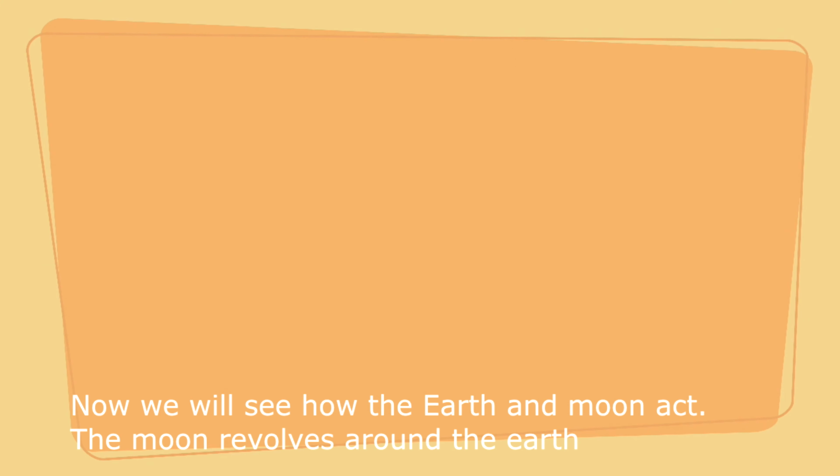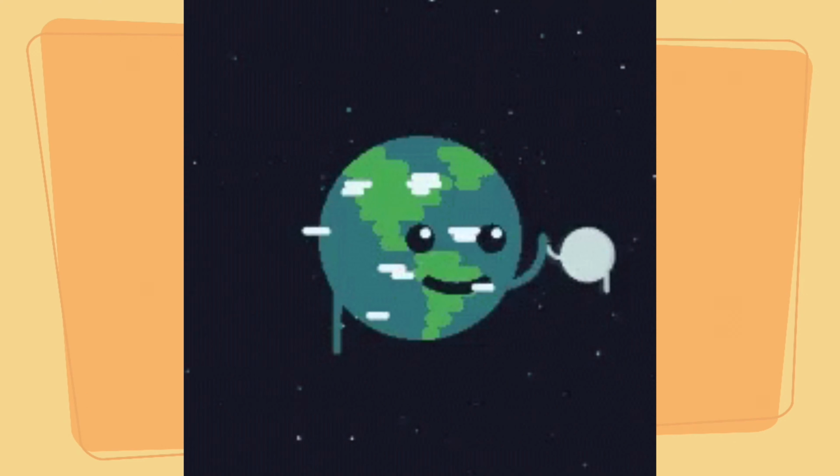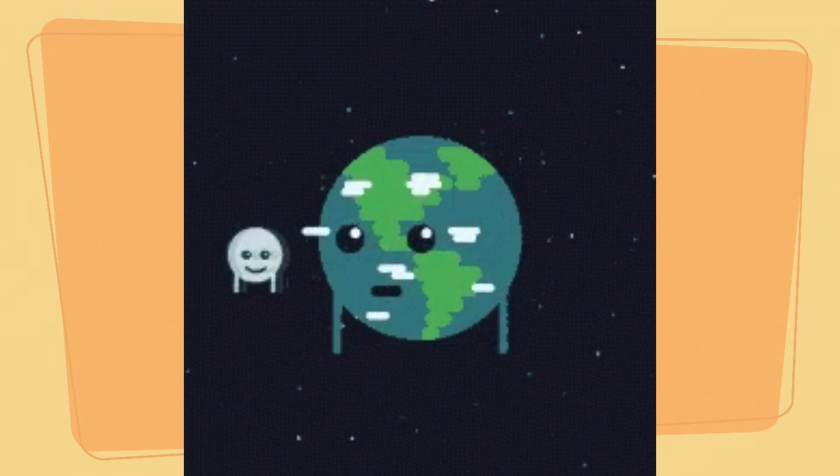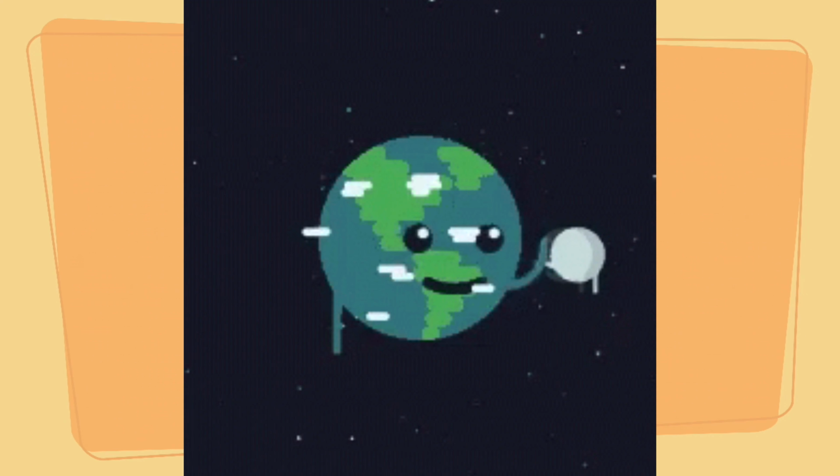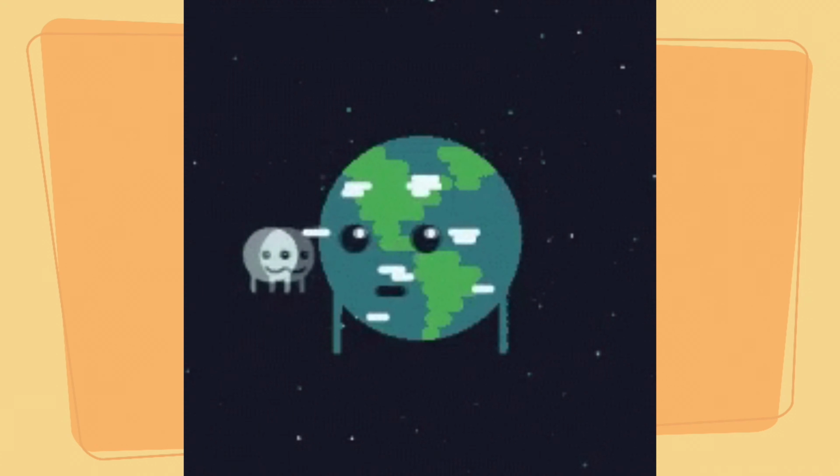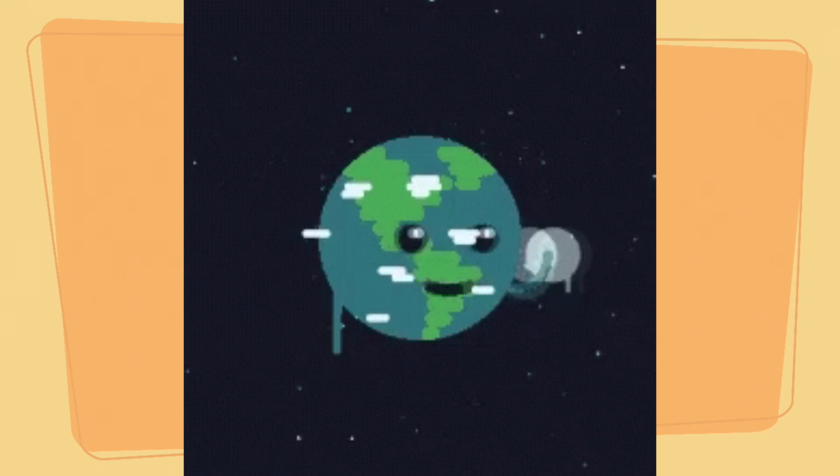Now we will see how the Earth and Moon act. The Moon revolves around the Earth. What do you mean by revolving again? Well, revolving means something that goes around something. In this example, the Moon goes around the Earth in a circle. The Earth stays still while the Moon moves around it.